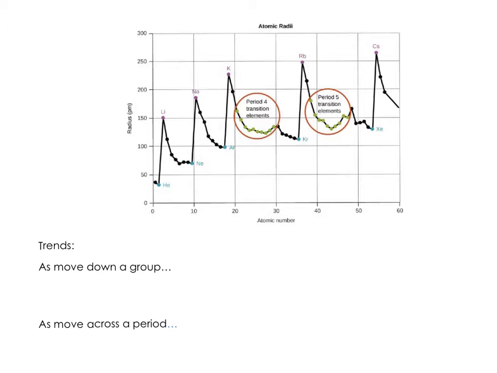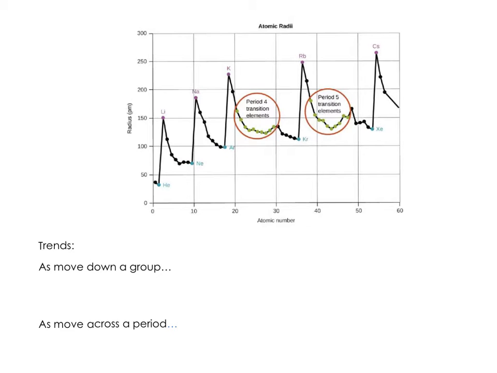Okay, so what do we see happening here? So who's got the largest radii? The largest radii belong to this group of elements. Who's got the smallest radii? This family or group, right? So we've got alkali metals are the biggest. Noble gases are the smallest.